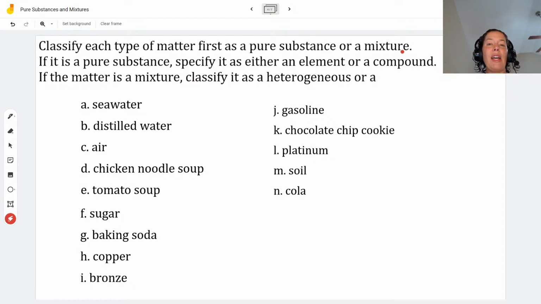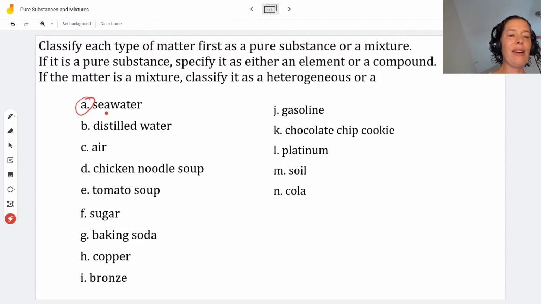Once we have identified it as a pure substance or a mixture, we're going to go a little bit deeper. So if we identify it as a pure substance, we're going to identify it as either an element or a compound. If we identify it as a mixture, then we're going to classify it as either heterogeneous or homogeneous. So we're just going to get really specific with all of these different examples. Okay, let's jump in. We've got A through N, so we've got a lot of things to discuss here.